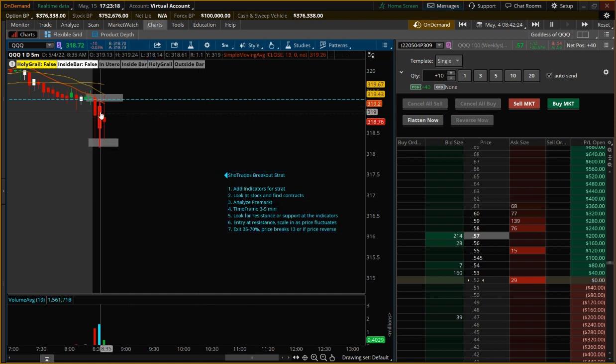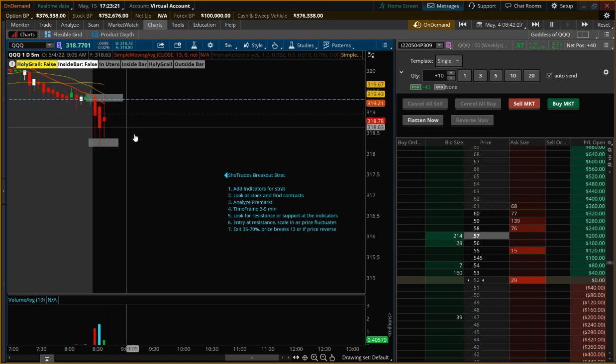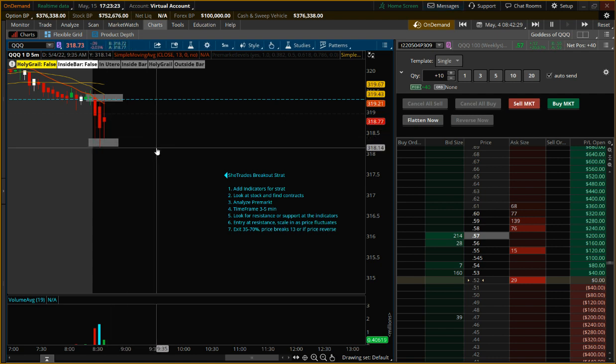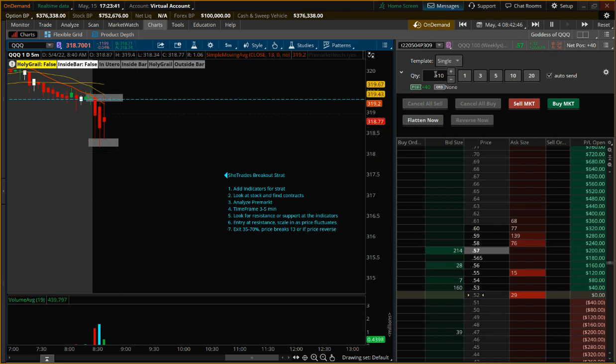So we got another red candle. So let's have patience for one more red candle. And if we get one more red candle that makes a lower low, I'm going to take 10 contracts off.